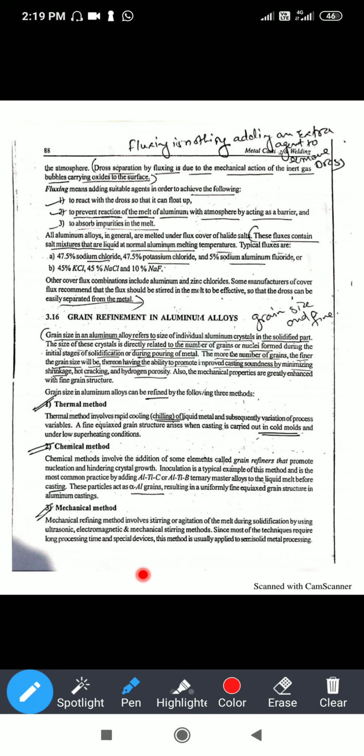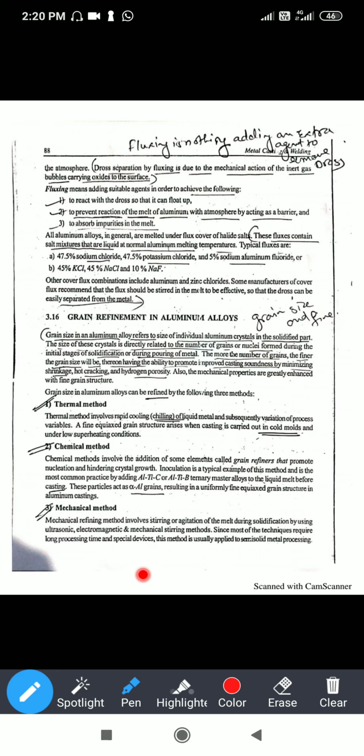The thermal method involves rapid cooling, chilling of the liquid. So in the thermal method there is rapid cooling, often chilling, so that with the rapid cooling the nucleus generation rate will be more. Once the nuclei are generated, the atoms and molecules attach and the grain size increases at a faster rate. To increase the rate of nucleus generation, rapid cooling, that is chilling, is done.